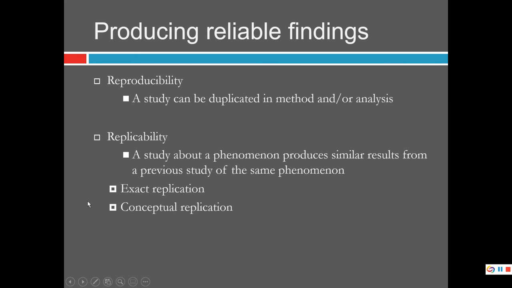So these things are really complementary. We need exact replications to try to zero in on an effect size, but we need conceptual replications to show that the findings are not just an artifact of this exact method. So these things really go hand in hand and are really necessary.